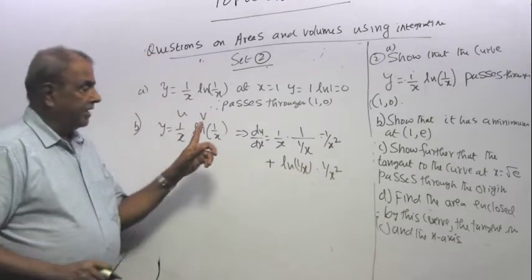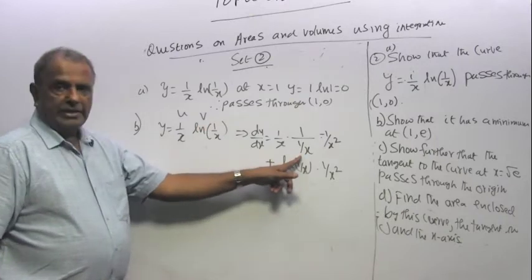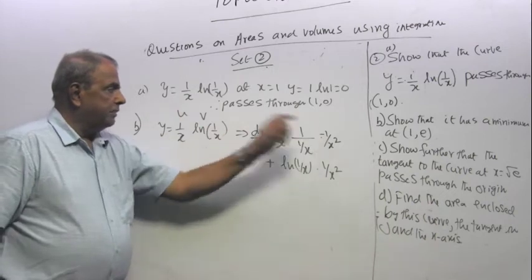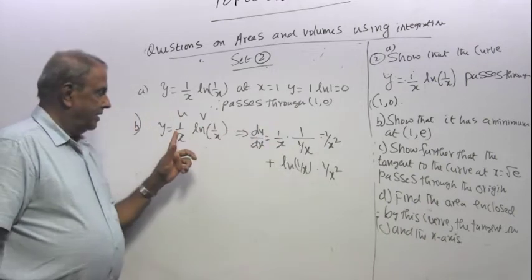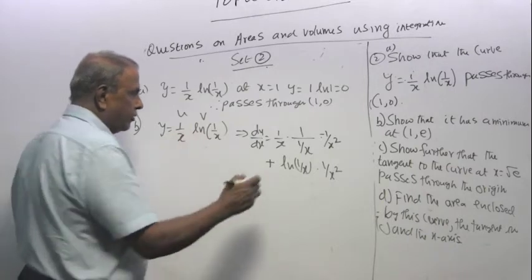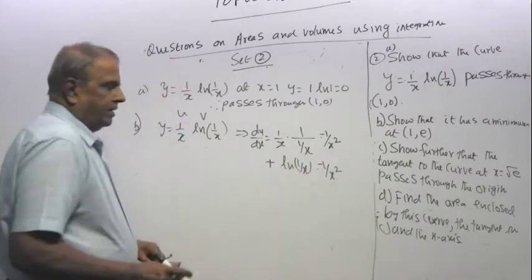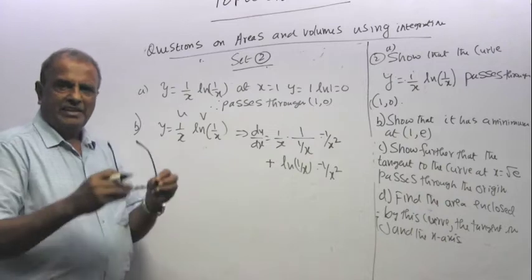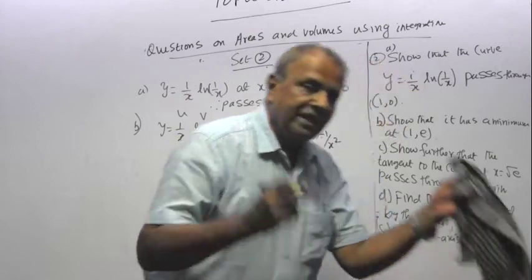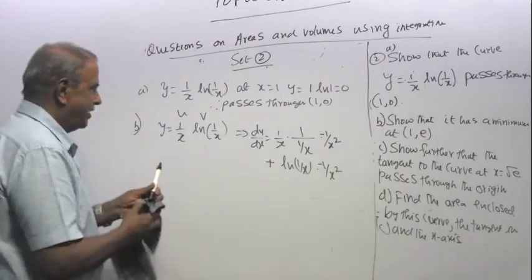You understand that? ln gives you 1 over x, 1 over whatever you have, and when you differentiate inside I get minus 1 over x squared. And then v is ln 1 over x, that gives you, sorry, minus 1 over x squared. Life is terrible, isn't it? But remember, I always tell you, God has given us brains.